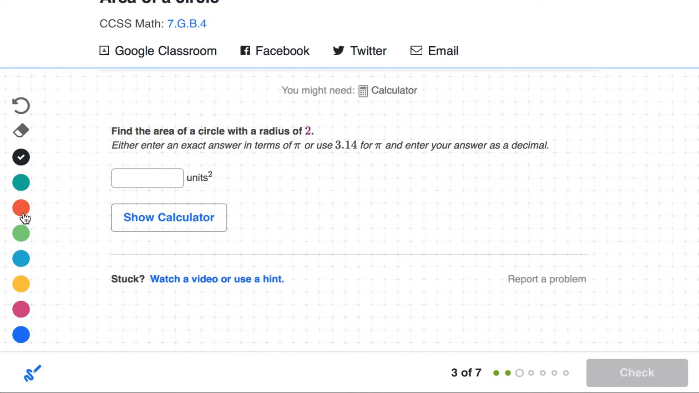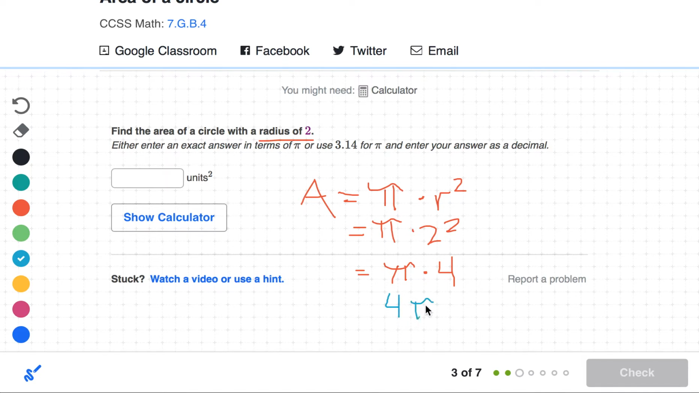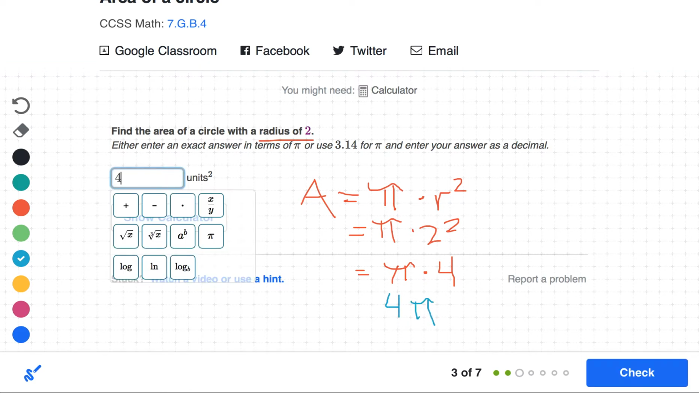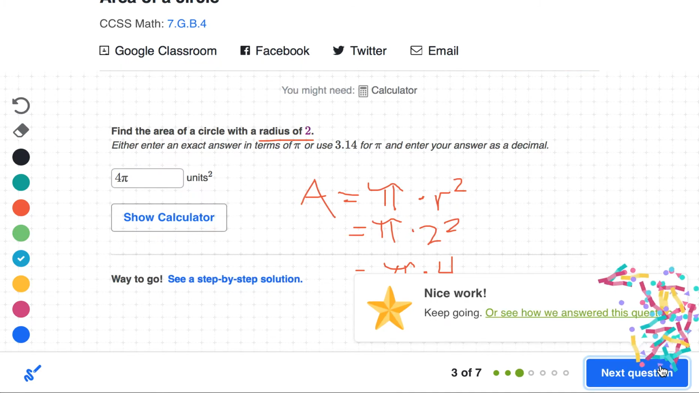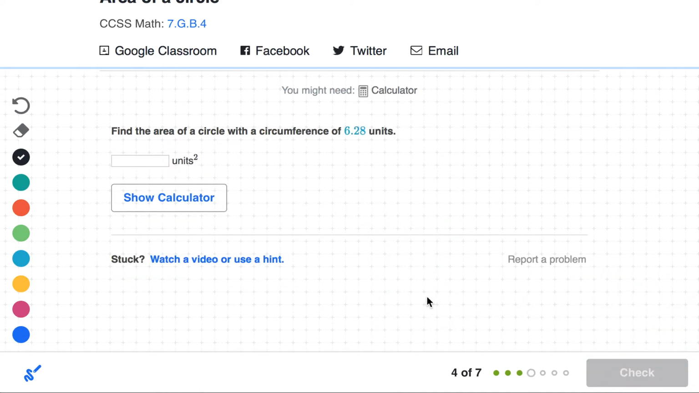Find the area of a circle with a radius of 2. Even simpler, because radius is the ingredient we need. So area equals pi times radius squared, which is pi times 2 squared, which is pi times 4. And multiplication is commutative, meaning we can do it in any order. So I'll rewrite that as 4 pi. Alright, excellent.